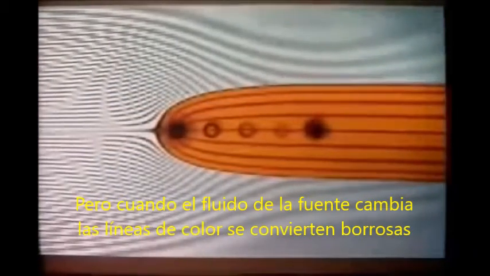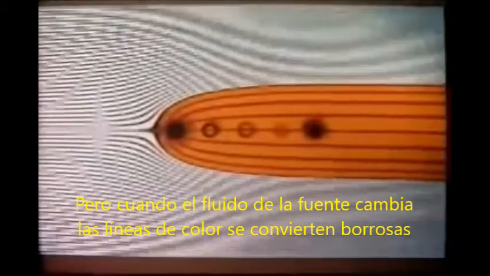But when the flow from the source changes, the lines of colour become blurred because the faster particles, midway between the top and bottom plate, no longer find themselves close to the lines of slower particles which started earlier from the same neighbourhood.